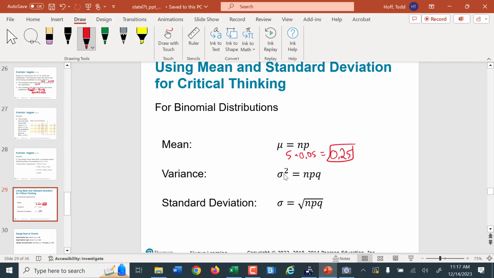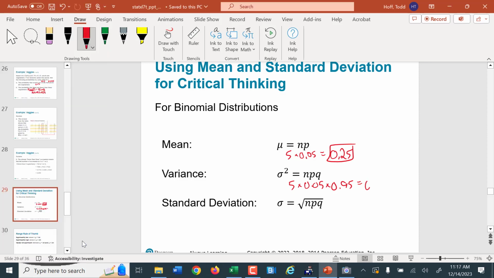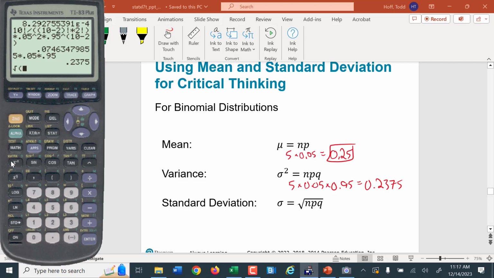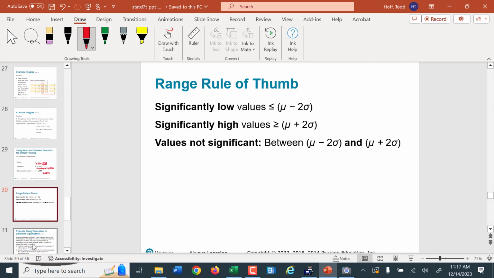The variance is then n times p times q. So that's 5 times 0.05 times 0.95, which is 0.2375. And then, of course, the standard deviation is the square root of that. We just take the square root of that answer. We get 0.4873. And of course, the slide's going to round off to a little bit smaller amounts than that if they do it.